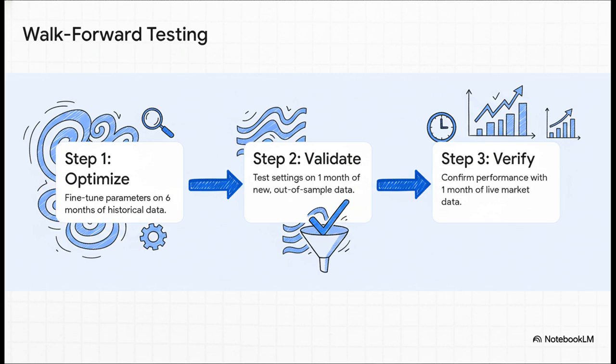First, you optimize your settings on about 6 months of old data. Second, you validate those settings on a fresh month of data that the system has never seen before. And finally, you verify how it performs in the live market. This process makes sure your strategy is actually robust and not just some lucky fluke.